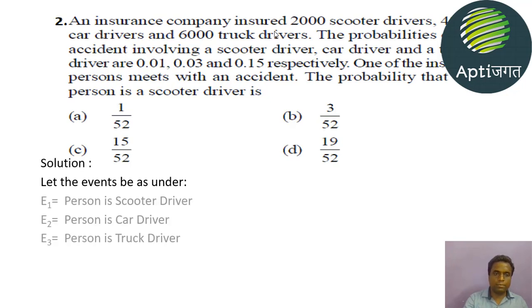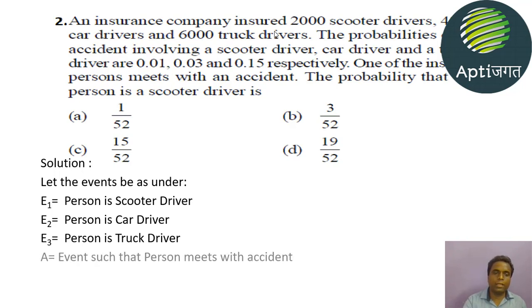So we will make some assumptions: let E1 be the event that the person is a scooter driver, E2 the event that the person is a car driver, and E3 the event that the person is a truck driver. And let A be the event that the person meets with an accident.